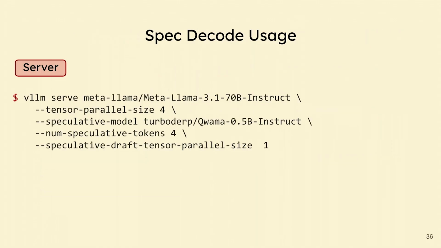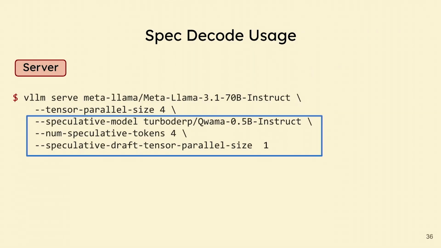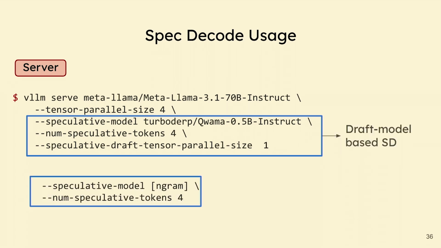The goal here is that we really want to enable the speculative decoding feature in production. So it should always improve the performance instead of degrading it. To use it in vLLM, you just need to specify which speculative model you want to use and the number of tokens you want to propose. Similarly, for n-gram, you just change the speculative model to n-gram.